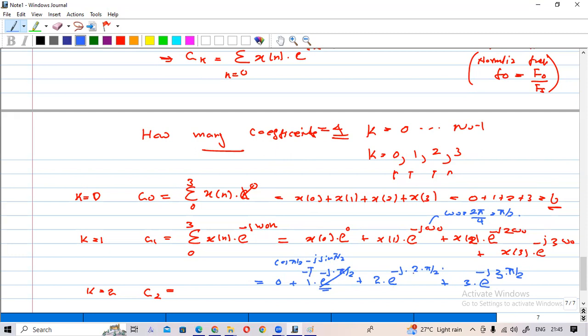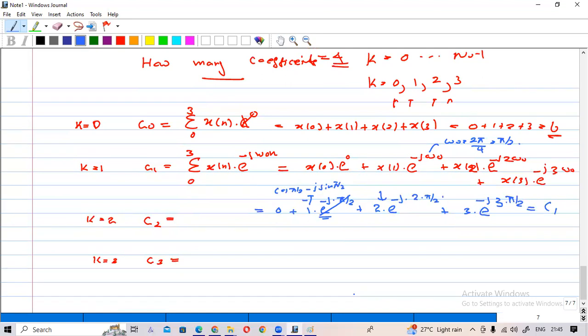So here also you can use Euler formula and you can calculate, or you can use MATLAB, or you can use a calculator to calculate them, and this one also you can calculate. Okay. So C1 you can calculate. Okay. C2, how to calculate C2? In the same manner. Now K is 2.